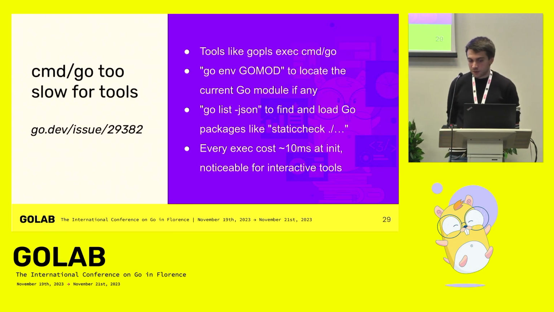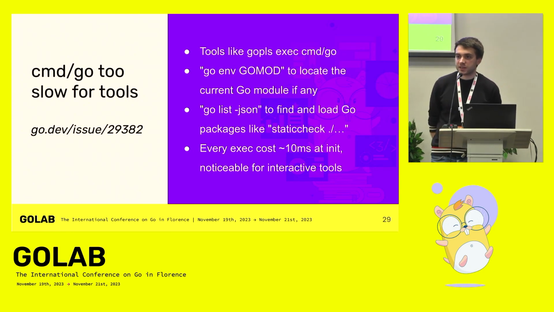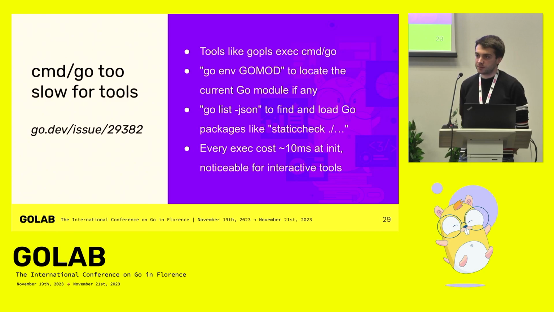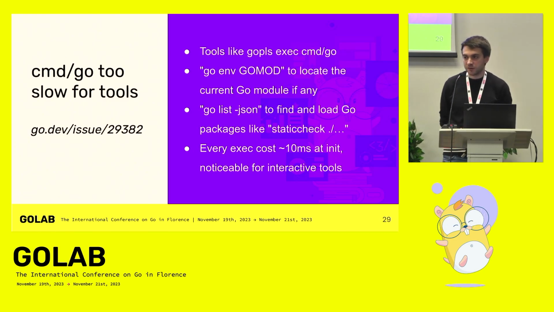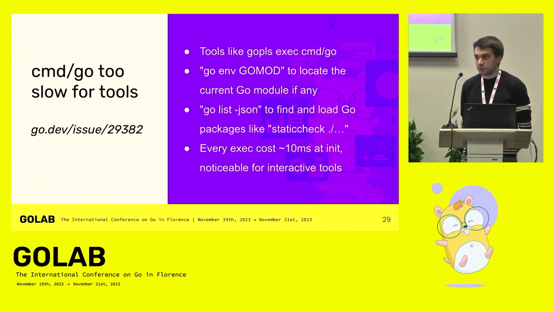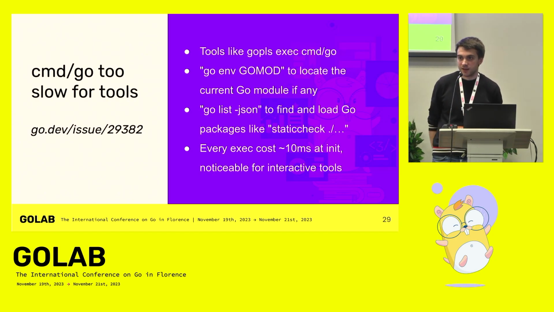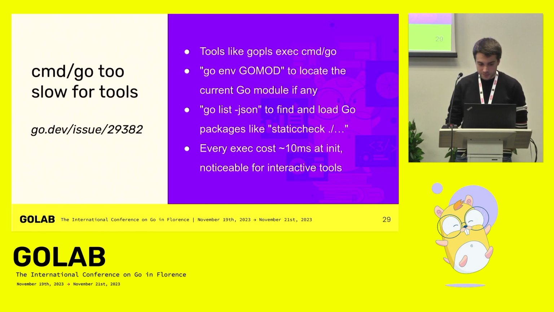And every exec of command go started with about 10 milliseconds of burning CPU in init, which isn't great, especially for Go Please, right? If you start Go Please or if you ask it for a completion, the last thing you want is another 10 milliseconds of waiting. Anything that blocks in the UI is bad.